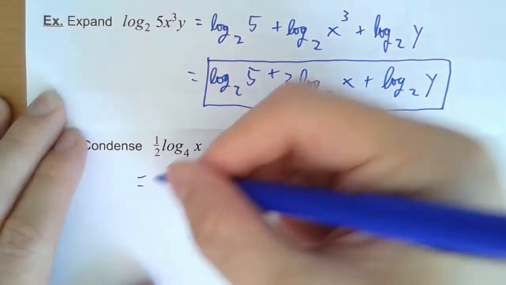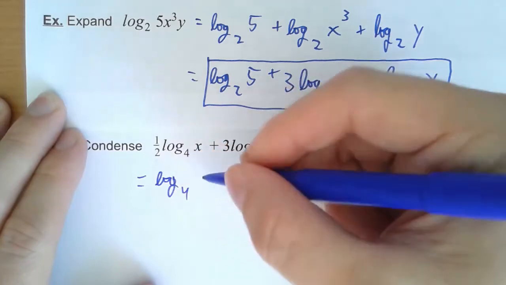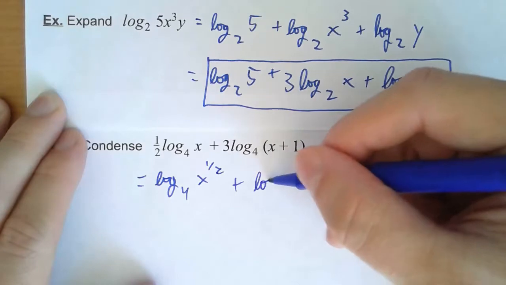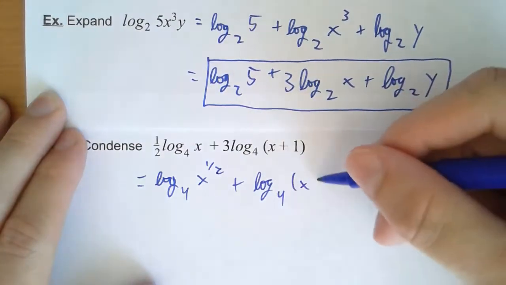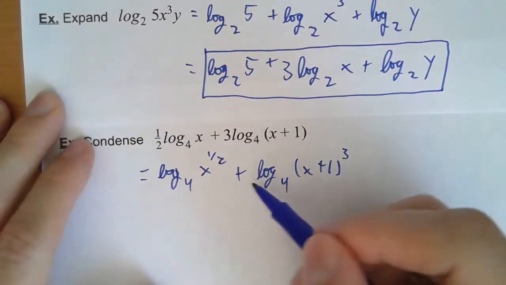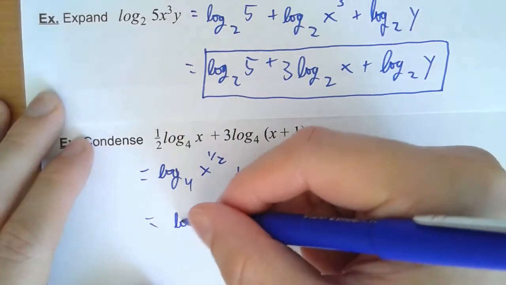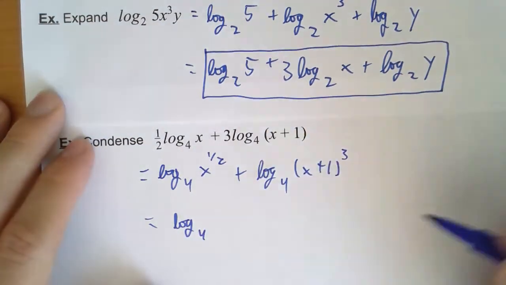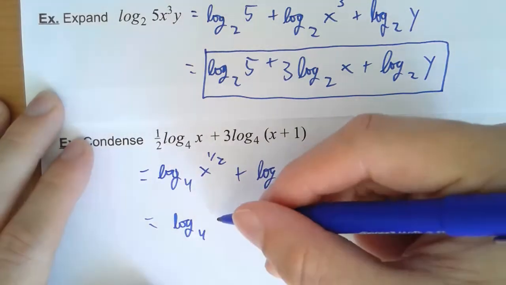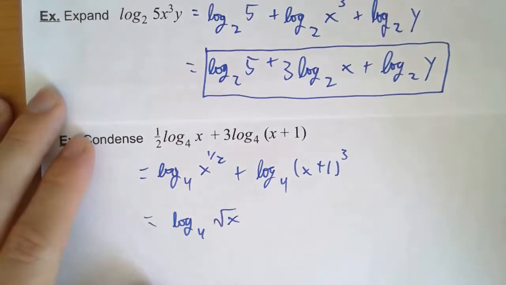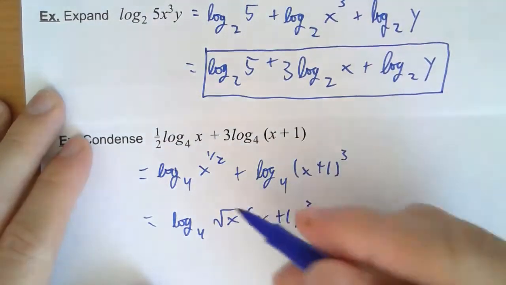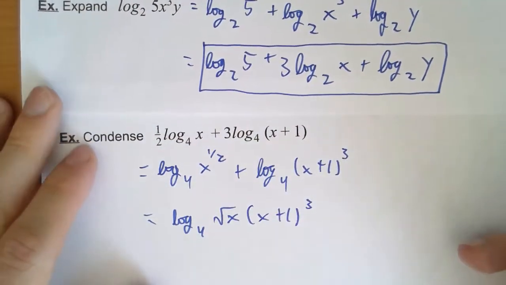So we need to know which number goes on which part first before we start combining things together. All right. So we're going to make this log base 4 of x to the 1/2 plus log base 4 of x plus 1 cubed. And then we can make the addition turn into multiplication. So we can say log base 4 of, and then x to the 1/2. Probably good to write that. That's what it is, x to the 1/2. That's a square root of x. And then times that x plus 1 cubed.